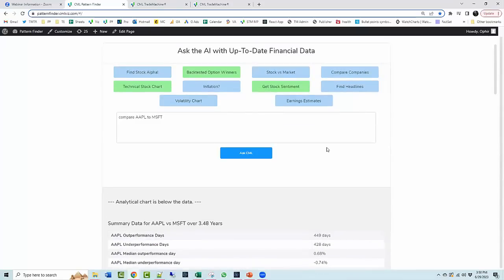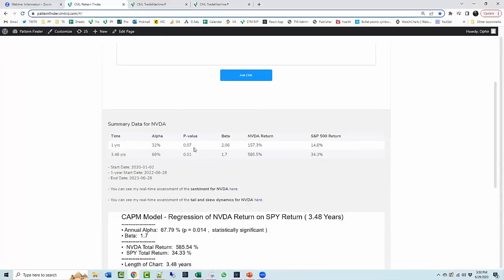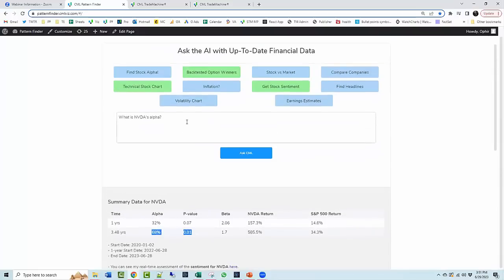And while we're here, remember I told you there were other things I would show you? You can also find stock alpha. So what's NVIDIA's alpha? And while we're at it, its beta. So does NVIDIA have alpha? Is it statistically significant? It has been over the last 3 years. You can do this for any company.